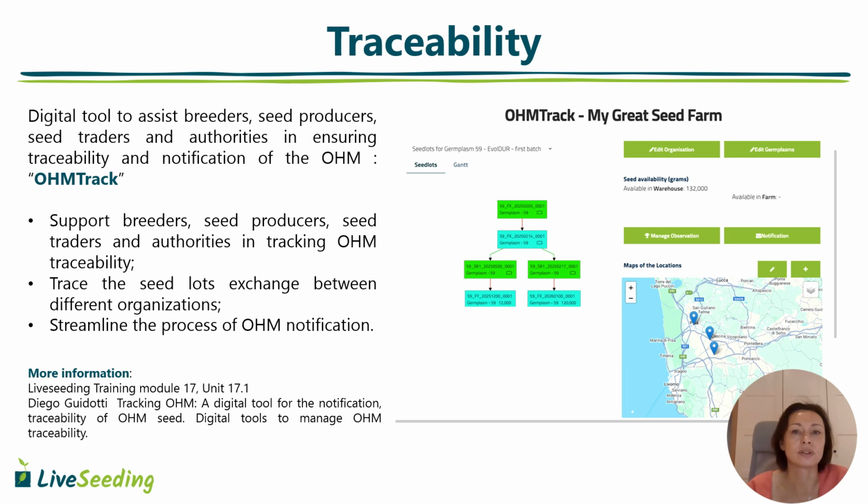As part of the live seeding project, a new digital tool was developed, OHM Track, designed to assist breeders, seed producers, seed traders, and authorities in ensuring the traceability and notification of OHM. OHM Track serves as a digital tool to support them in tracking OHM traceability, tracing seed lot exchange between different organizations, and streamlining the OHM notification process. More detailed information about OHM Track can be found in Live Seeding Training Module 17 by Diego Guidotti.